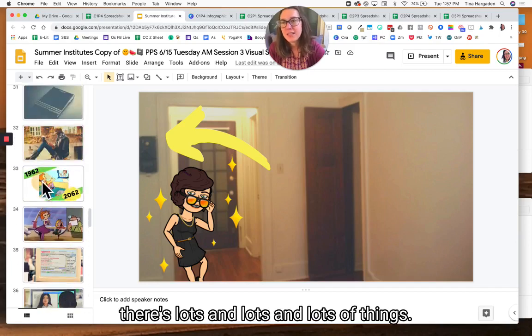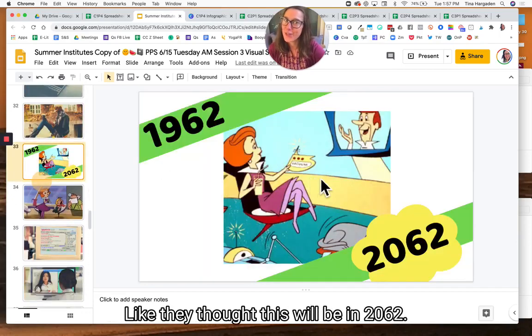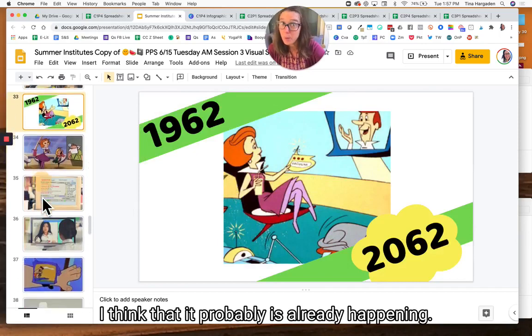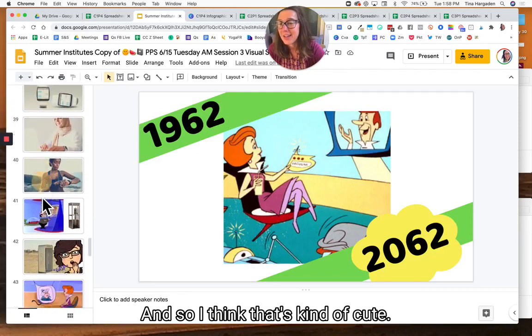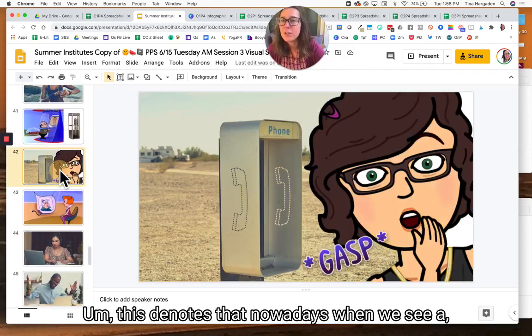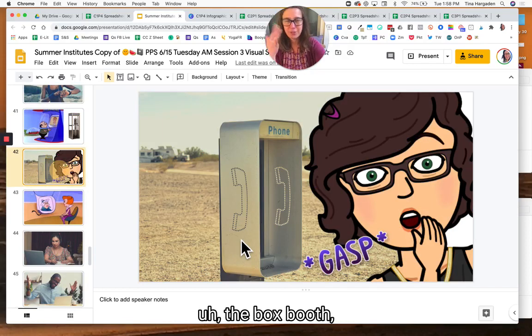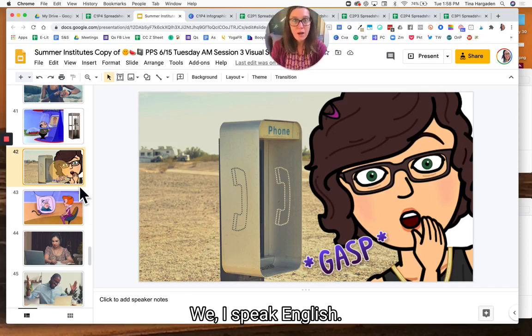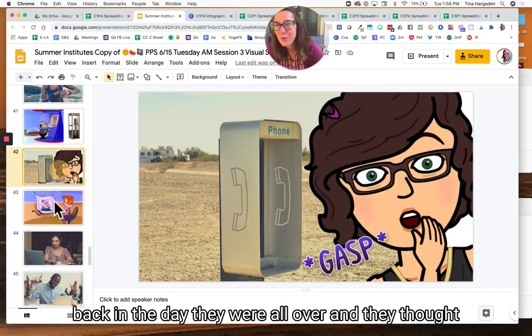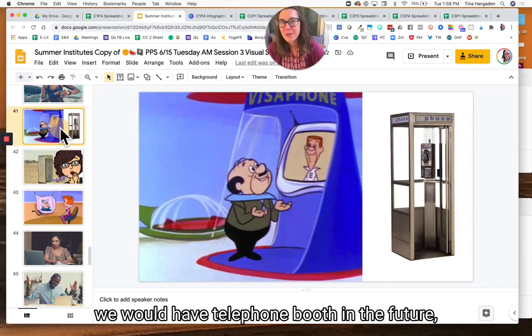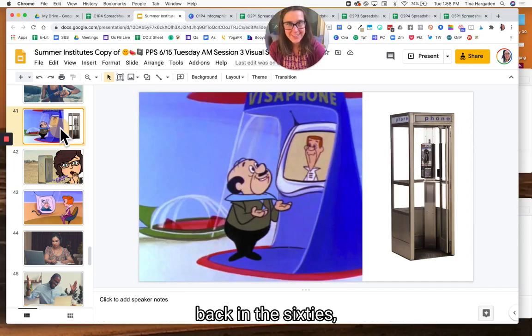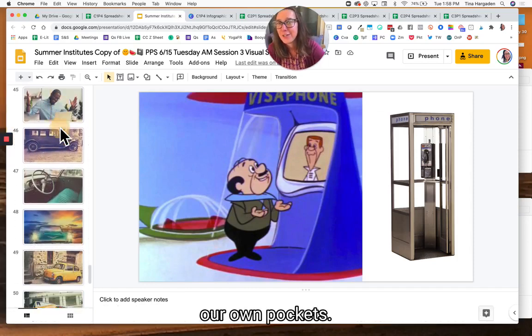So anyway, there's lots and lots of things, even some about the Jetsons. They thought this would be in 2062. I think it probably is already happening, so I think that's kind of cute. This denotes that nowadays when we see a telephone booth, we are like, ooh, dude, a telephone booth. How droll. But back in the day, they were all over. And they thought we would have telephone booths in the future, back in the 60s. They couldn't foresee that we would have all this technology in our own pockets.